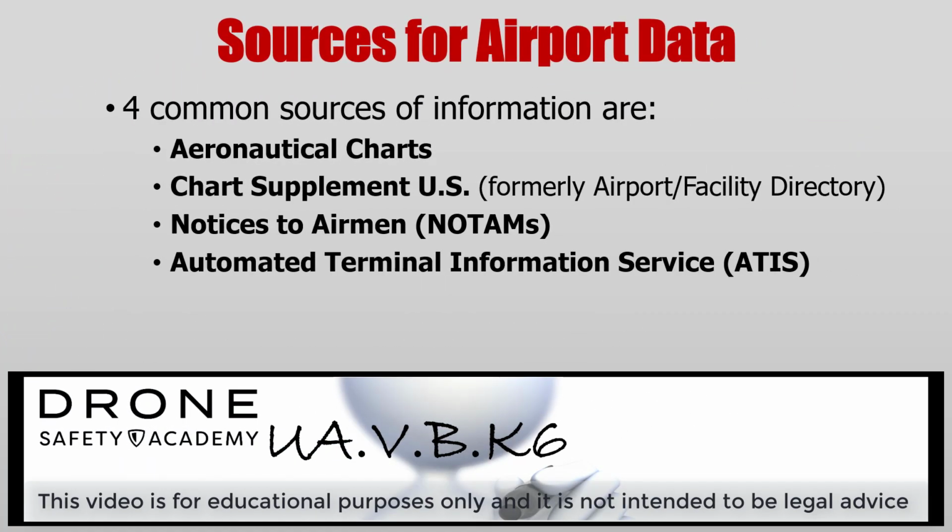There are 4 common sources for information on airport data. We can get this through aeronautical charts, particularly VFR sectional charts for SUAS pilots, chart supplements, which has a massive amount of information, naturally notices to airmen, very important, and automated terminal information services.